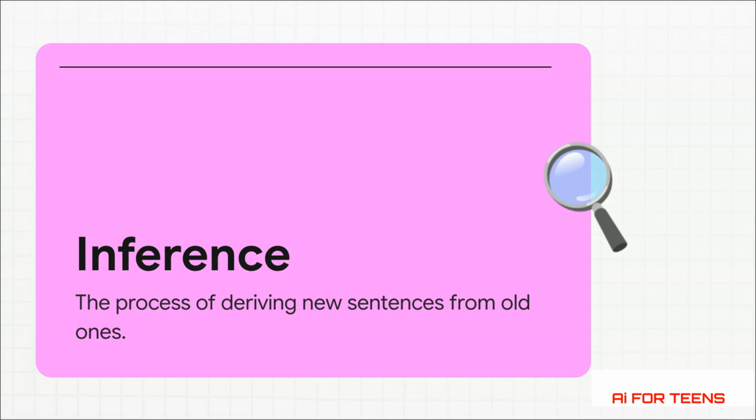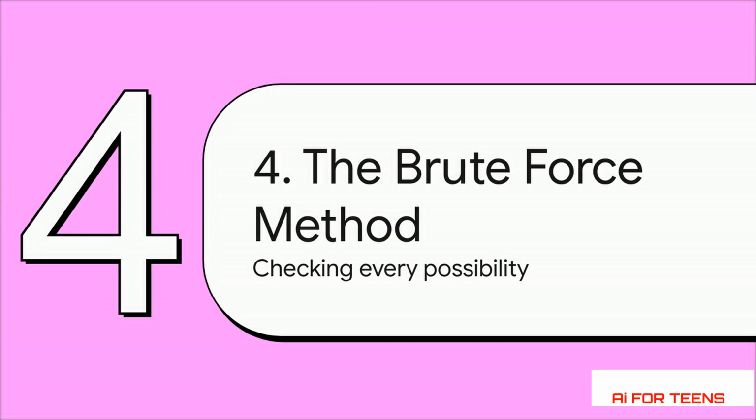It's taking the known clues and finding a new truth that wasn't explicitly written down, like figuring out which house Pomona must be in based on the other facts. So the big question is, how does an AI actually do this? Well, the first method is straightforward, but exhaustive.